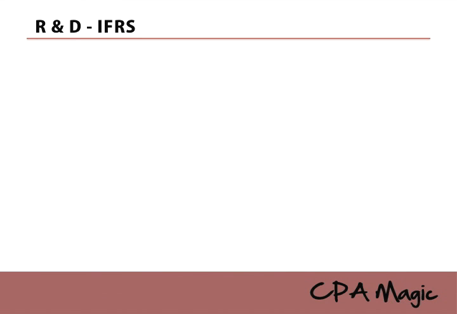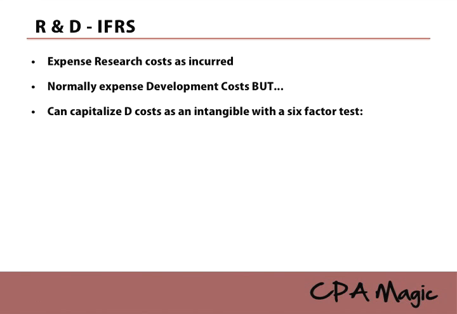One other thing to note, IFRS. IFRS, our old friend, says expense research costs as incurred. That sounds like US GAAP. That's exactly the same. But it does have this exception. You can normally expense development costs, but you can capitalize your development costs as an intangible if it meets a 6-factor test. We always talk about GAAP being a rules-based approach to accounting and IFRS being more of a principles-based approach. Well, this is a good example of that. US GAAP has this one exception for computer software. IFRS has no classification of computer software. It just says, in general, you can capitalize any development costs if it meets these following factors.